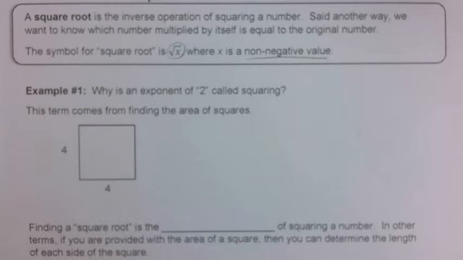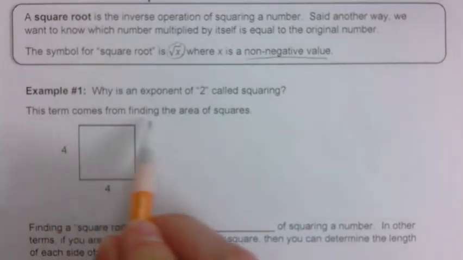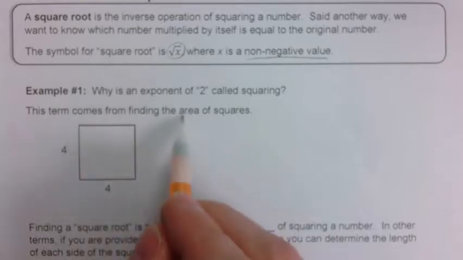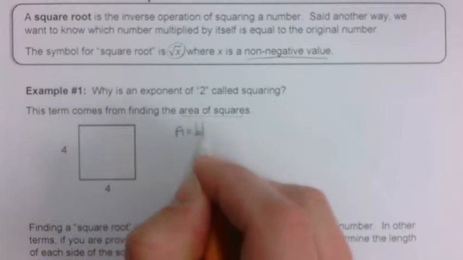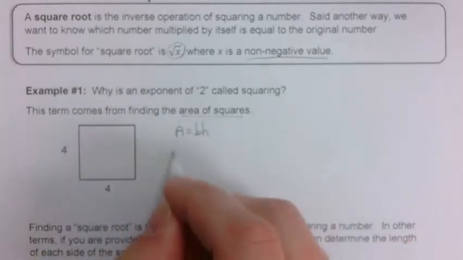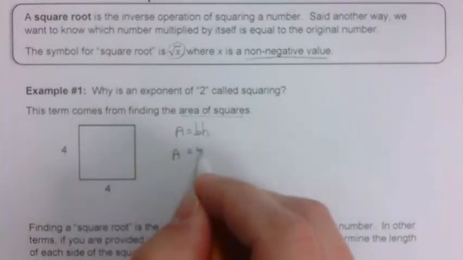Example number one asks, why is an exponent of 2 called squaring? Well, this term comes from finding the area of squares. We all know from a picture of a square that all four sides have the same measurement. If you were looking for the area of a square, you would use the formula area equals base times height. Since the base and the height have the same dimensions, in this example we're just going to do 4 times 4.